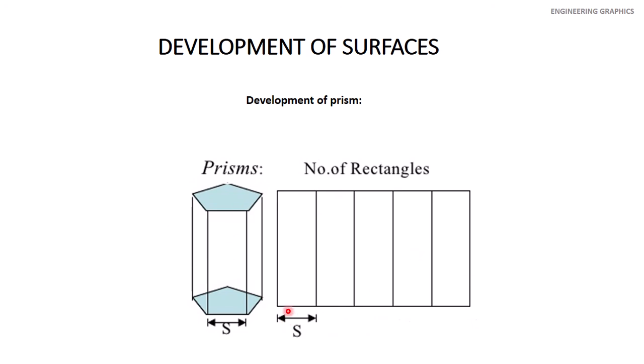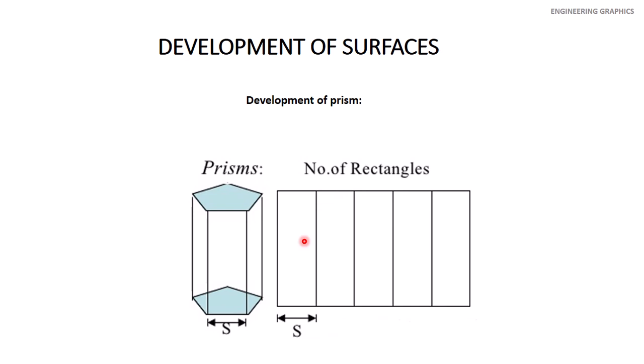Draw a horizontal line equal to 5S, draw a vertical line equal to h, and make this a big rectangle, and in this rectangle draw these vertical lines at a distance of S, and you can make the development. So these 5 rectangles, 1, 2, 3, 4, 5, represent the 5 sides of the prism.